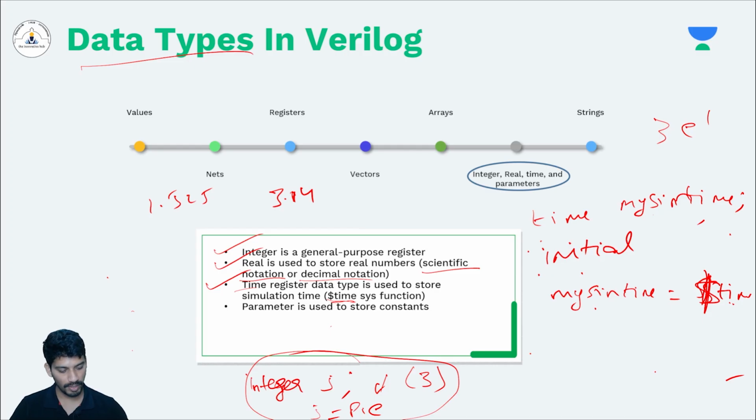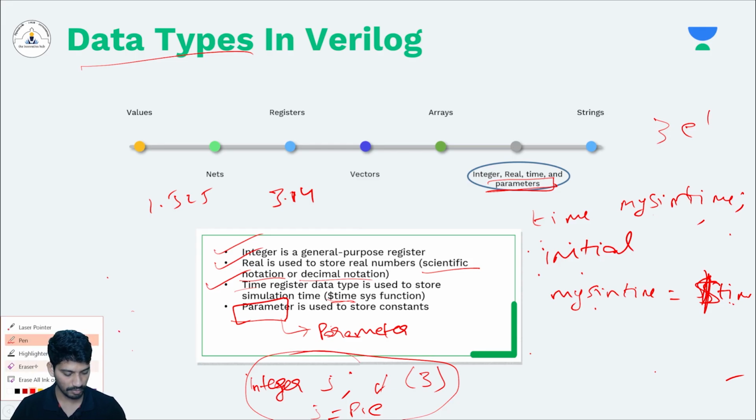Now let's see what is a data type called parameter. In Verilog, you can store a constant value in a module by using a keyword called parameter. It will store a constant value, or you can call it an initial condition value, whenever you want to. Why is it required? Let me tell you an example.